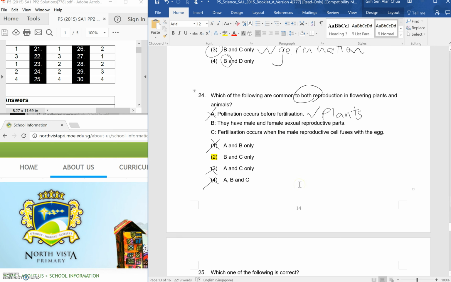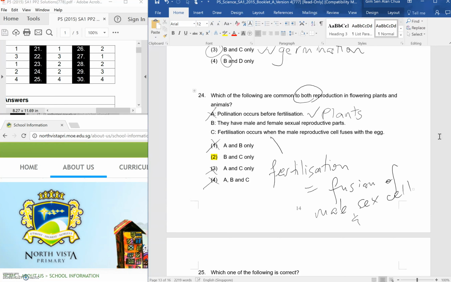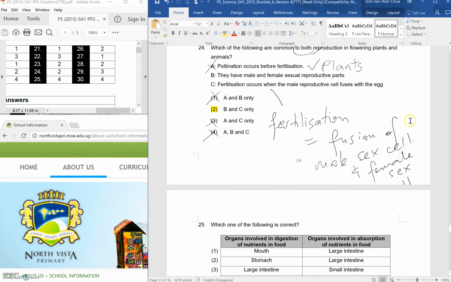Both male and female reproductive parts, yes, fertilization occurs when the male reproductive cell fuses. Let's elaborate a little. What is fertilization? Basically it is the same as the fusion of male sex cell and female sex cell. That's what fertilization means, the fusion of both the male and the female sex cell.